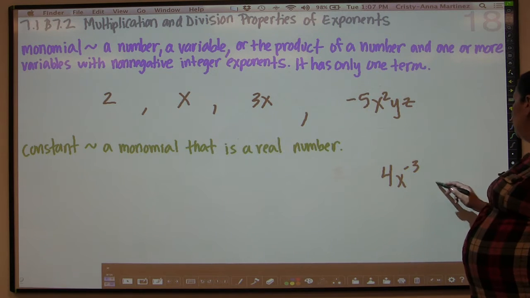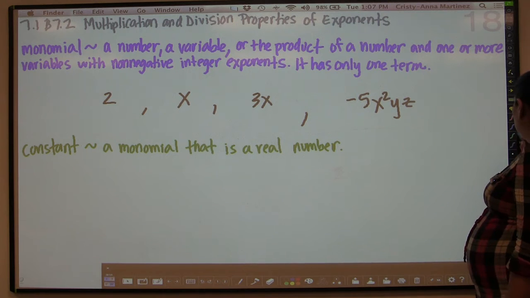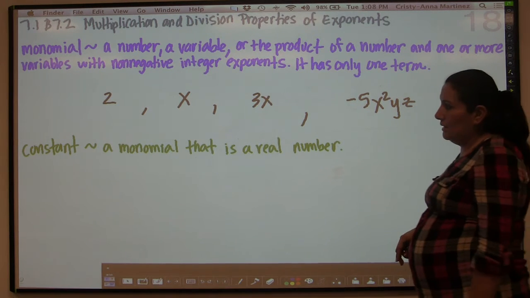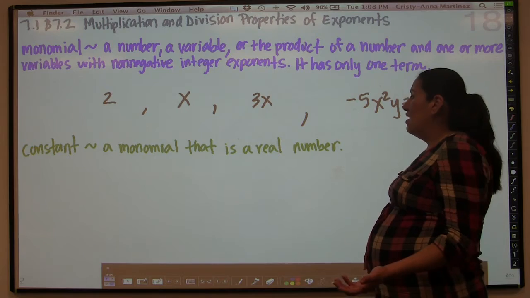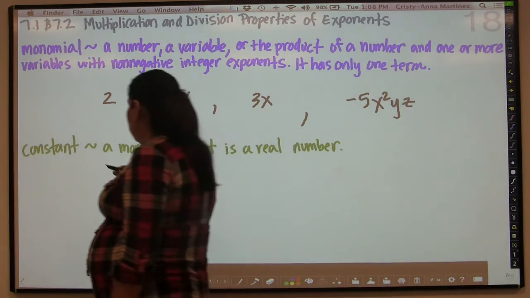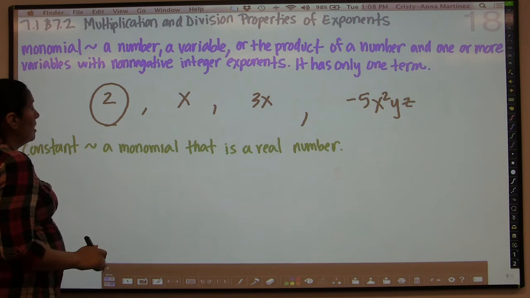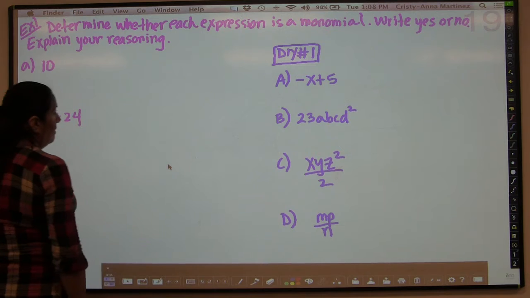So examples of things that are monomials are the ones that we have there. And then the second term is a constant. A constant is a type of monomial that is just a number. So of the examples I've given you, the only one that is a constant is the 2 because it has no variable. So that being said, we're going to move on.